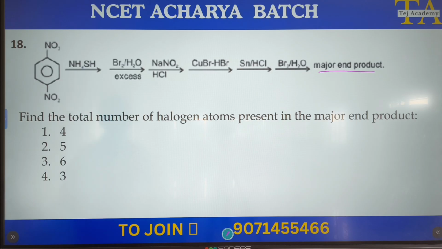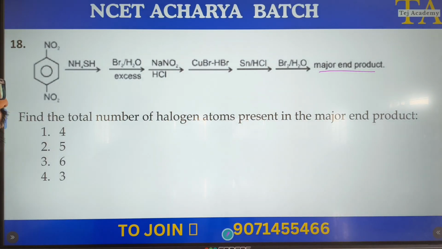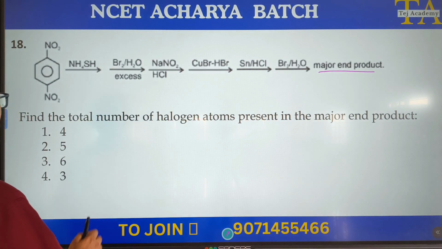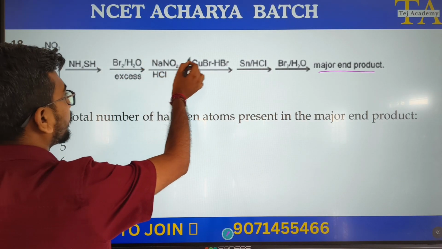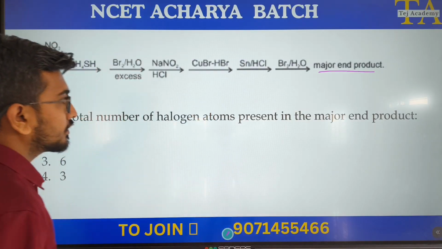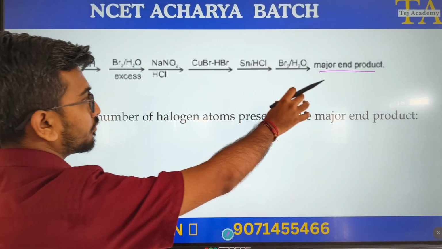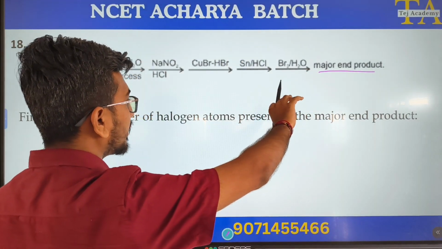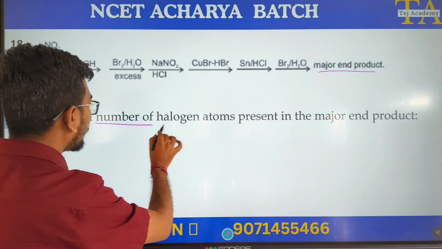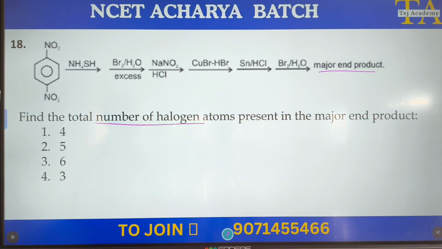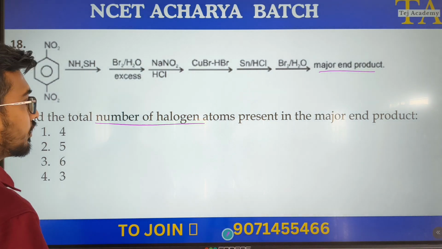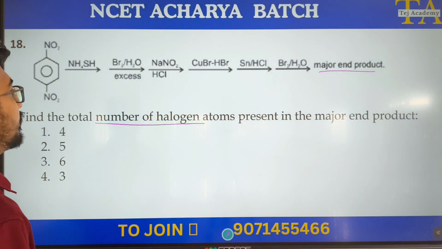18th question. Find the total number of halogen atoms present in the major end product for the given reaction. They gave 6 reagents, 1, 2, 3, 4, 5, 6. Then we have to find the major end product, and in that major end product, how many halogens are present? So we'll solve this equation, then we'll see how many halogens are present in the major end product.